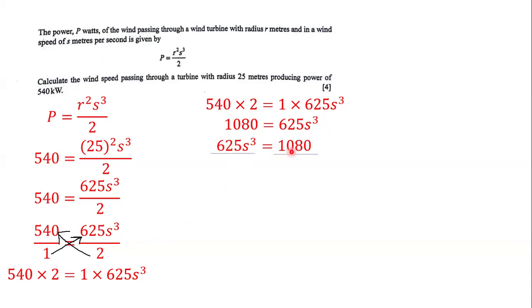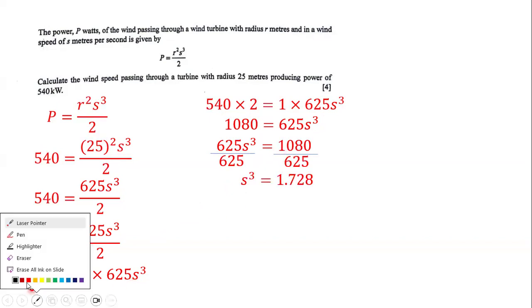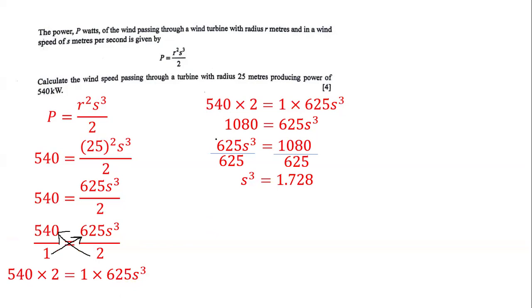Next, we divide both sides of this equation by 625. And then we cancel. This 625 cancels with this 625, and we are left with S cubed on the left-hand side. And so we have 1080 divided by 625, and we get 1.728.